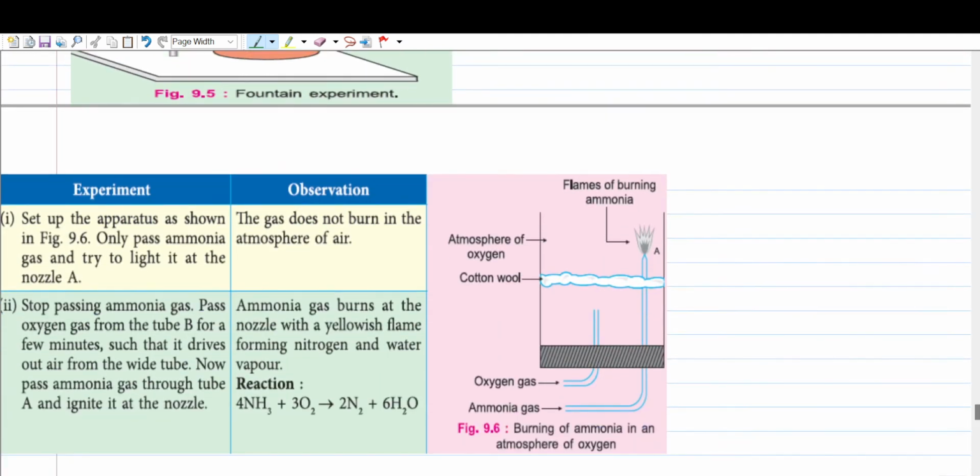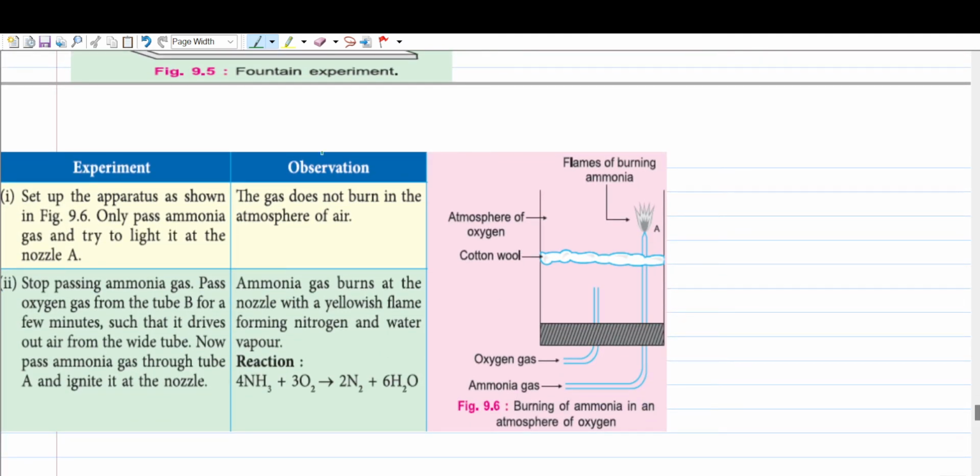Among chemical properties, we have combustibility, or reaction of ammonia with oxygen. When we combine ammonia with oxygen, it forms nitrogen gas and water. Now what we do is take a container with two holes, and through the first hole we bubble oxygen gas, so there is a lot of oxygen.